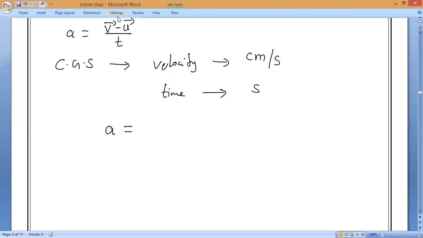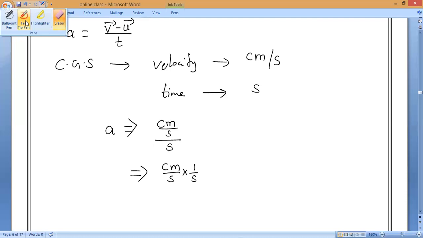So acceleration is equal to change in velocity, so the units remain the same. What is the unit? Centimeter per second divided by the unit of time, which is second. Is it okay, guys? I can write this as centimeter per second, and mathematically it turns into 1 by second, the reciprocal. Nothing is there means 1 will be there. I should not write that, but I hope you all understand.